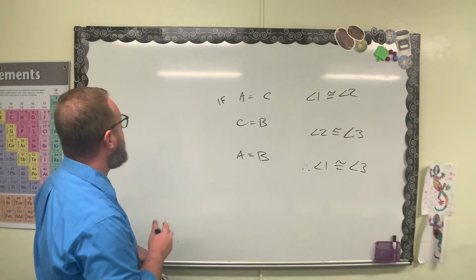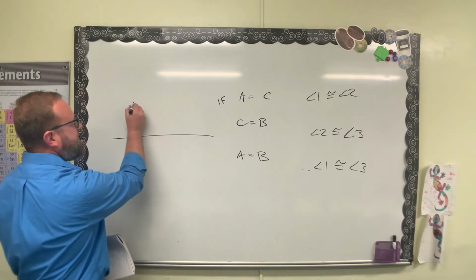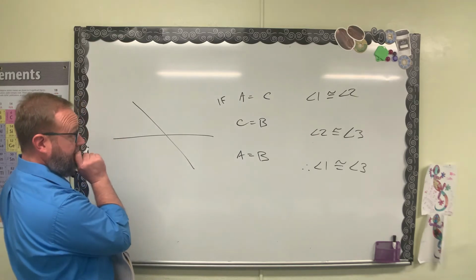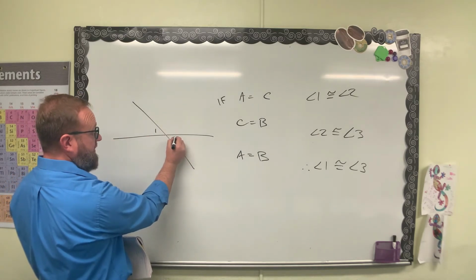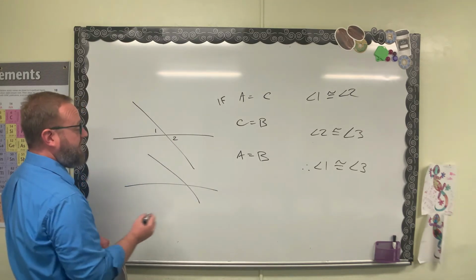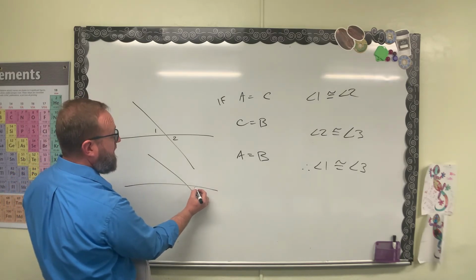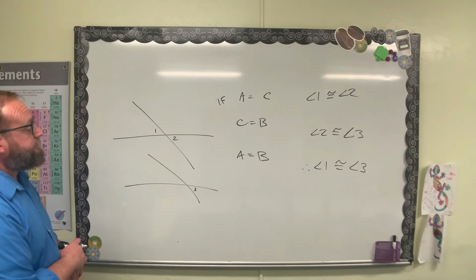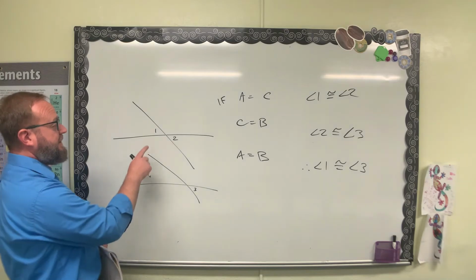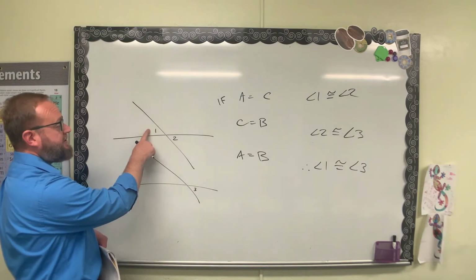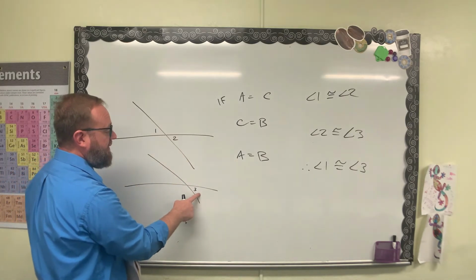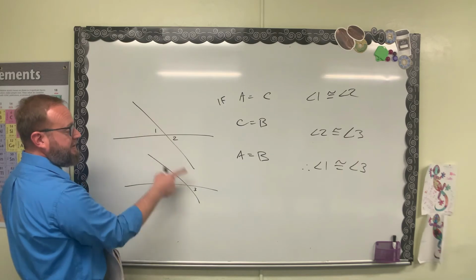It's not reflexive. If I had intersecting lines, and then I labeled these, 1, 2, and then I had more intersecting lines, and I wrote 3 here. I'm seeing that 1 is congruent to 2, and 2 is congruent to 3, so therefore 1 is congruent to 3.